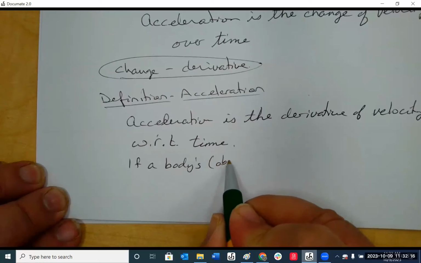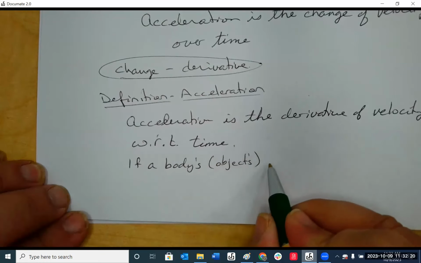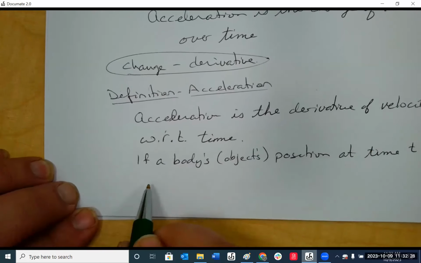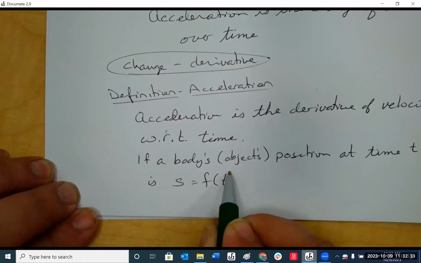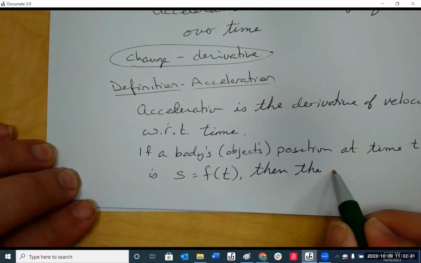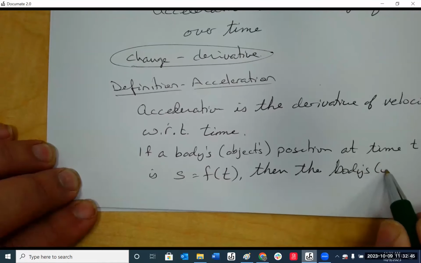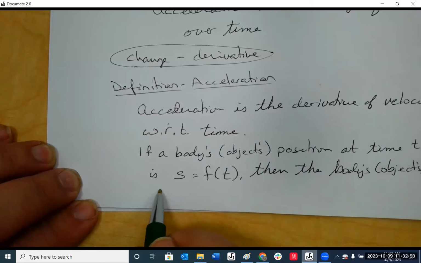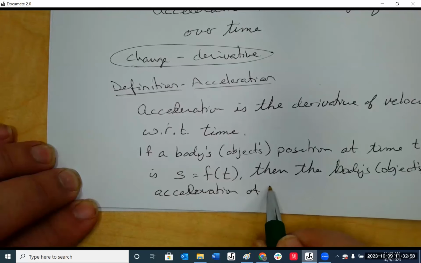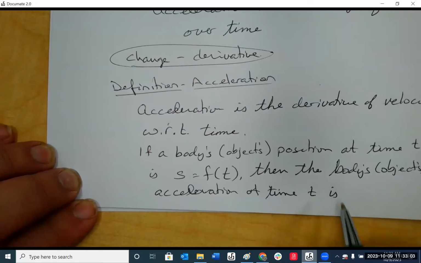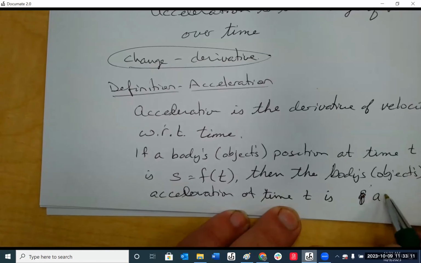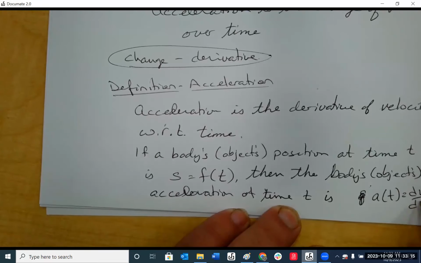If a body's or object's position at time t is f of t, then the body's or object's acceleration at time t is the derivative of velocity with respect to time.